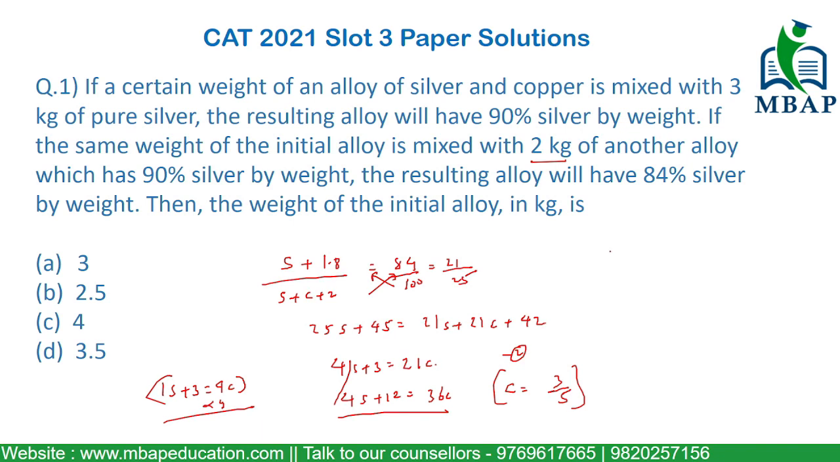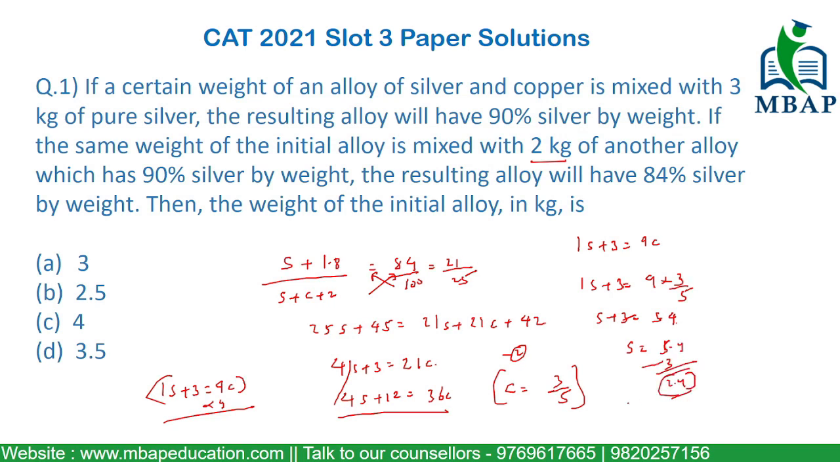Use the first equation, which was S plus 3 equal to 9C. You have S plus 3 equal to 9 times 3 upon 5. Now S plus 3 will come out to be 5.4, and the value of S will come out to be 5.4 minus 3, which is equal to 2.4.